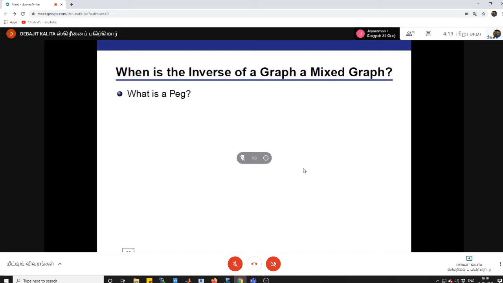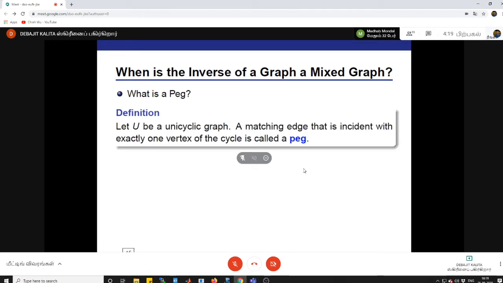Now before we characterize, let us begin with what a peg is. In the case of a unicyclic graph, we are talking about pegs. A peg is a matching edge where one of its end vertices is on the cycle and the other end vertex is outside the cycle.